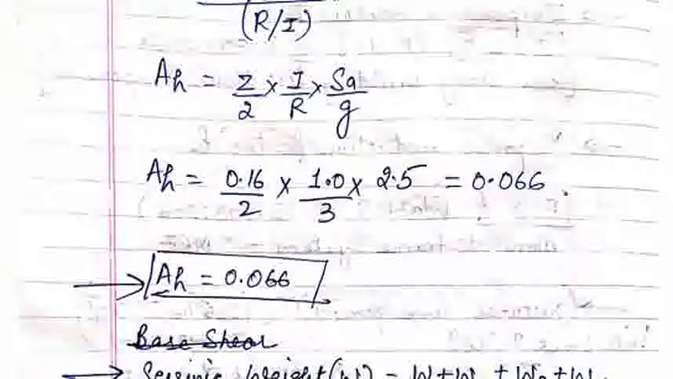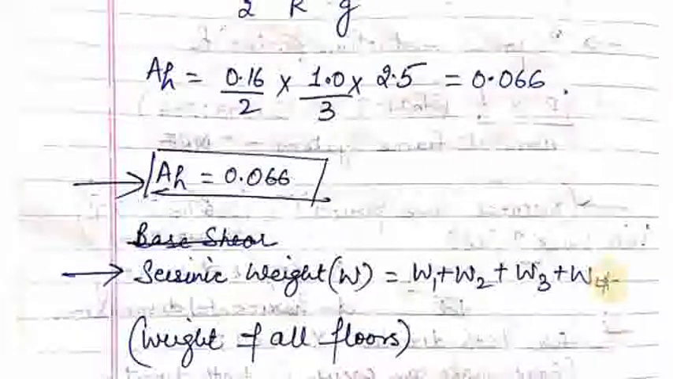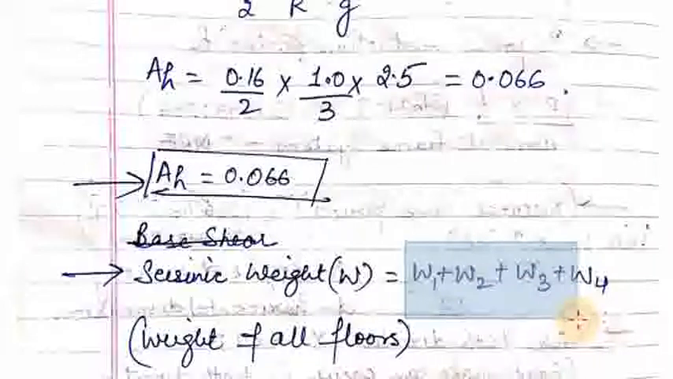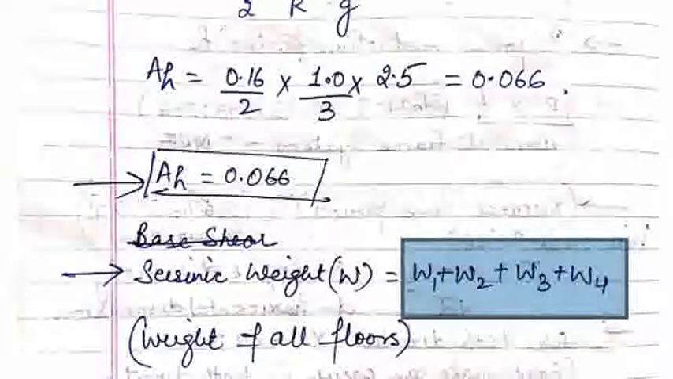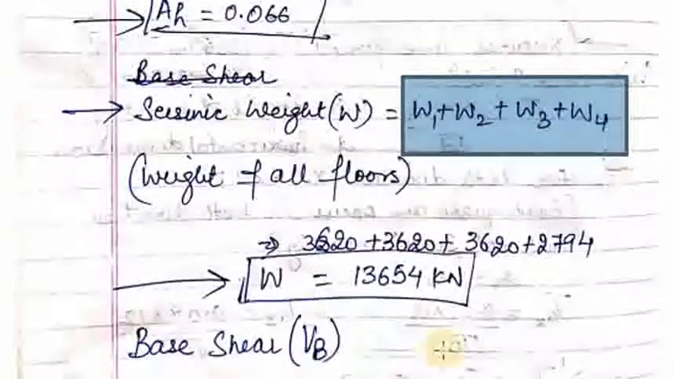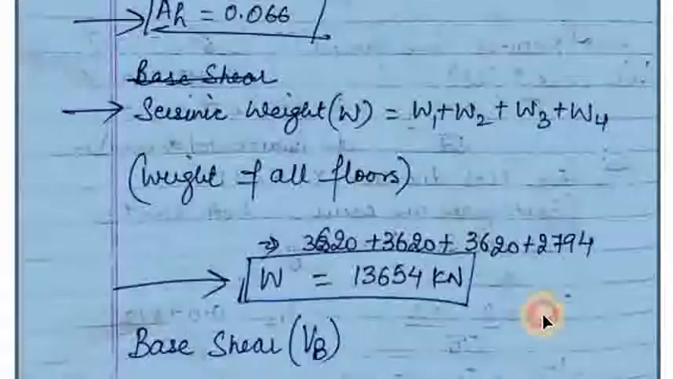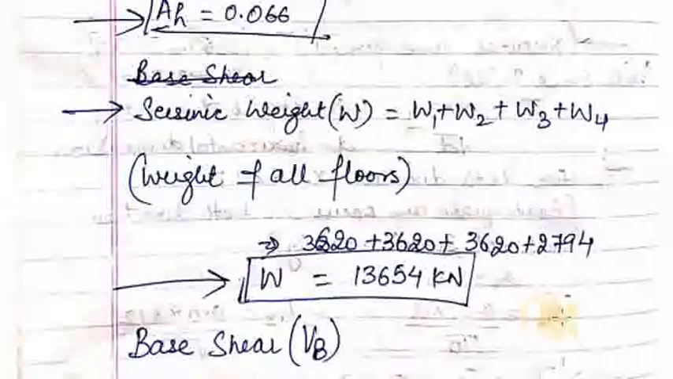After that we will calculate the seismic weight. For the calculation of the seismic weight, we need to add W1 with W2 with W3 and with W4. By addition of all the seismic weights, it will give you the total weight of all floors. As you can see, we add up all the weights, it comes out to be total W 13654 kilonewton.